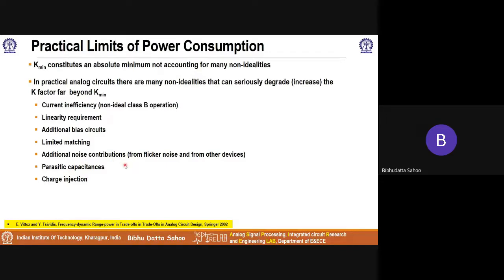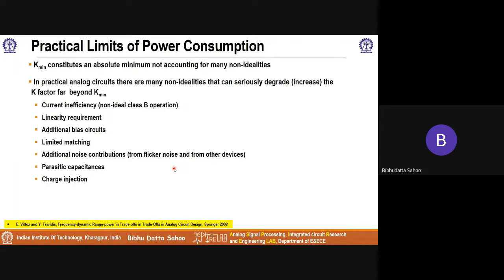There are additional noise contributions like flicker noise and from other devices. If we are doing any low frequency design, we have to make sure that we are not flicker noise dominated. So we have to mitigate the flicker noise, and that can be mitigated either by correlated double sampling, the standard technique, or by using something called chopping.